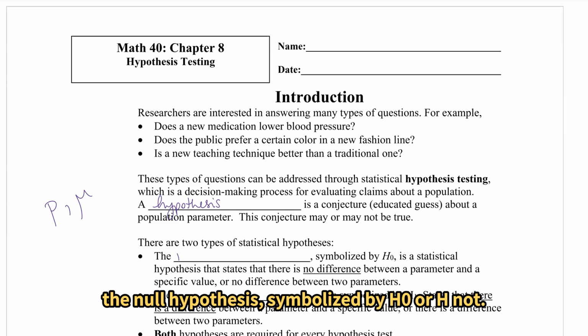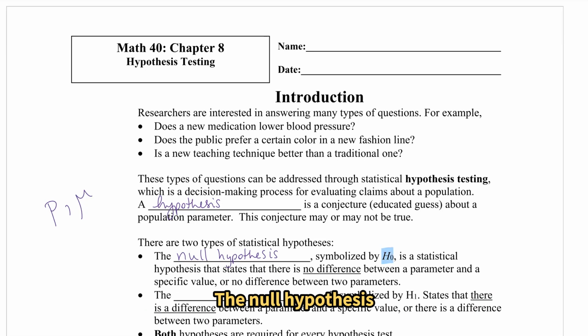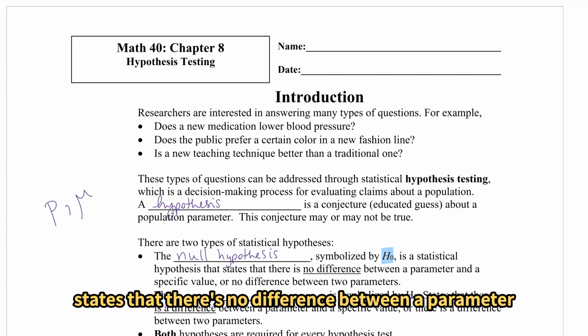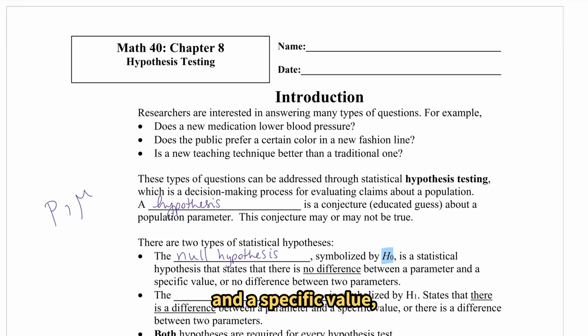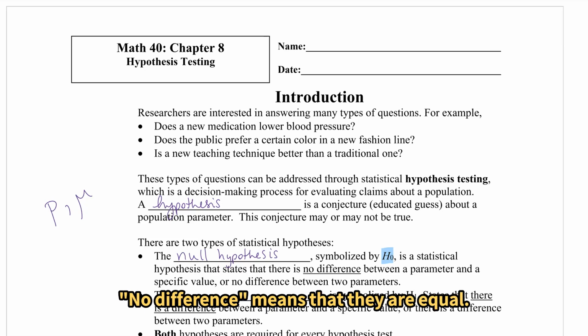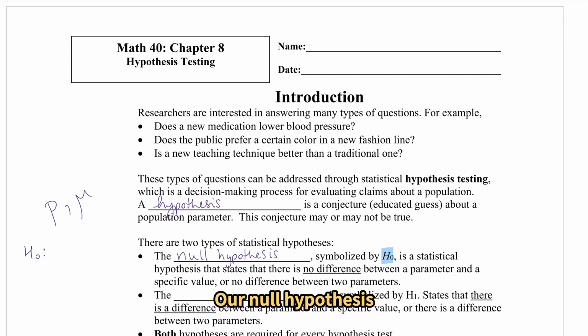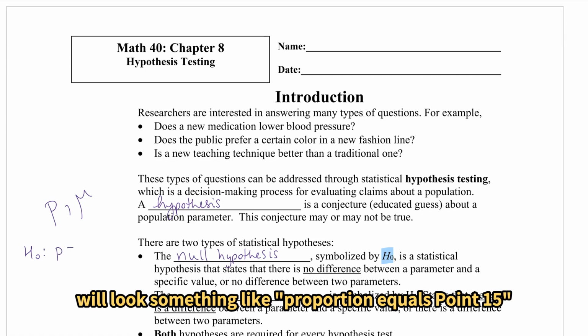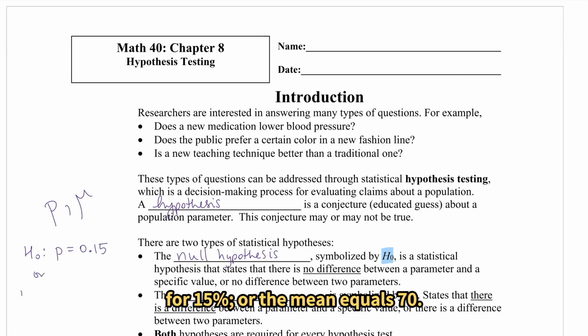The null hypothesis, symbolized by H0 or H sub 0. The null hypothesis states that there's no difference between a parameter and a specific value or between two different parameters. No difference means that they are equal. Our null hypothesis will look something like proportion equals 0.15 for 15%, or the mean equals 70.